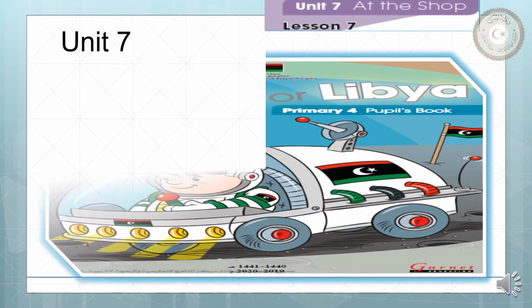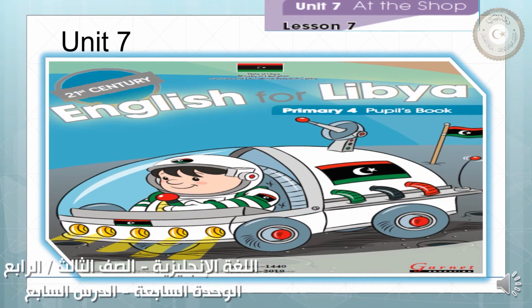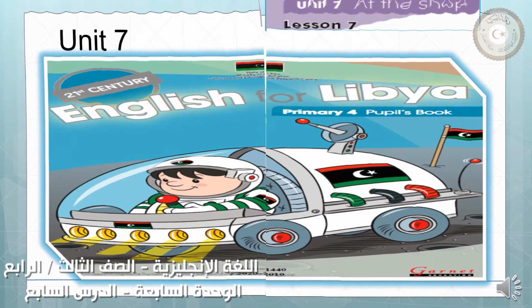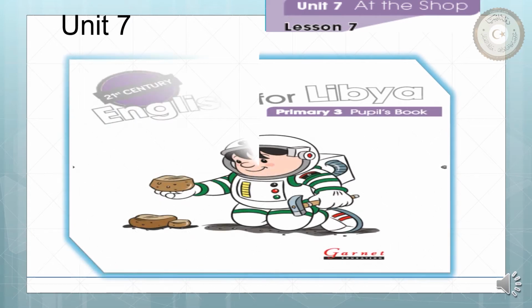For primary 4, please prepare yourself and bring your course boxes. We will start with the People's Book, Unit 7. Okay, lesson 7 for today. For primary 3, please prepare yourself and bring your course books with you, the People's Book and the Activity Book. Today we will start lesson 7 in Unit 7.